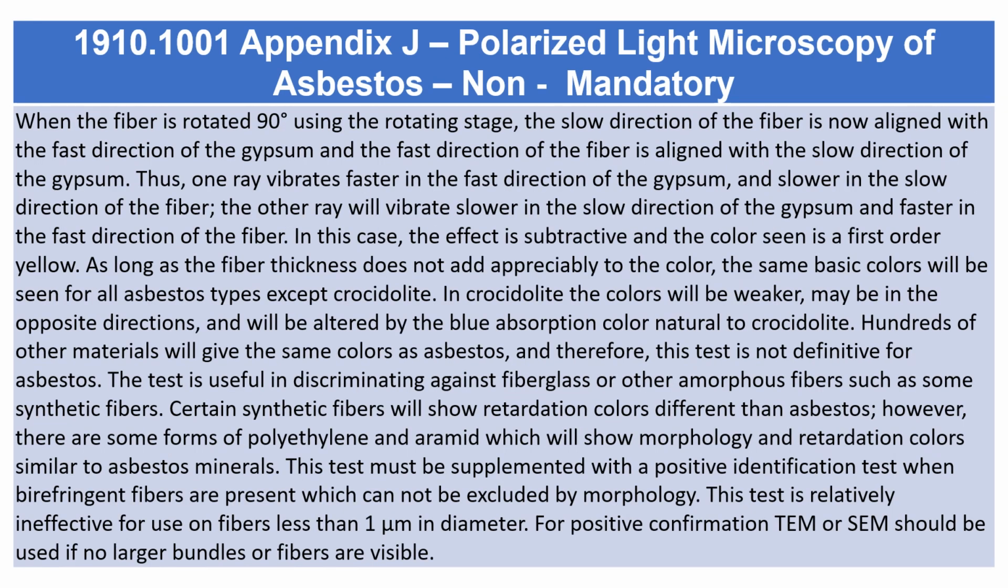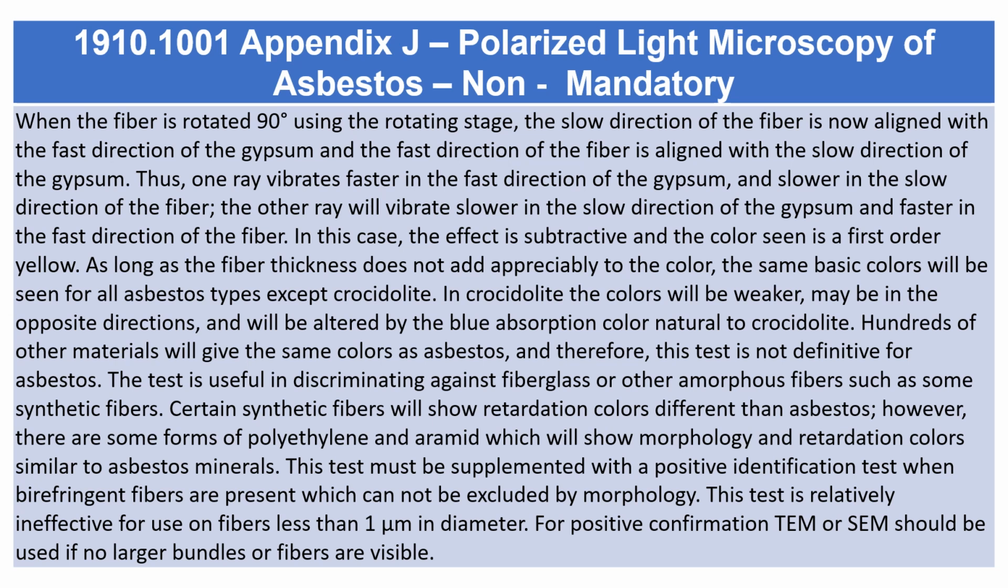When the fiber is rotated 90 degrees using the rotating stage, the slow direction of the fiber is now aligned with the fast direction of the gypsum, and the fast direction of the fiber is aligned with the slow direction of the gypsum. Thus, one ray vibrates faster in the fast direction of the gypsum and slower in the slow direction of the fiber. The other ray will vibrate slower in the slow direction of the gypsum and faster in the fast direction of the fiber. In this case, the effect is subtractive and the color seen is a first-order yellow.